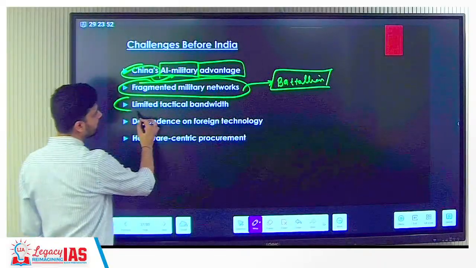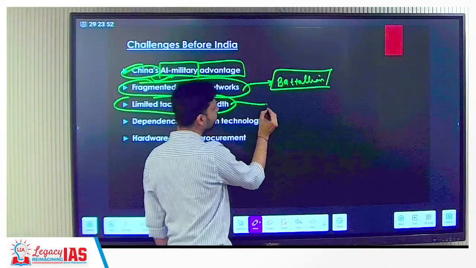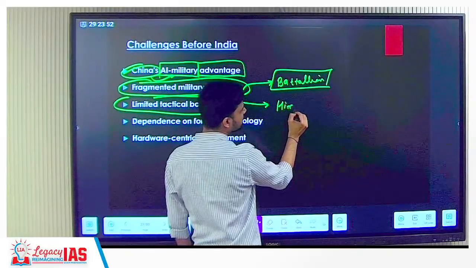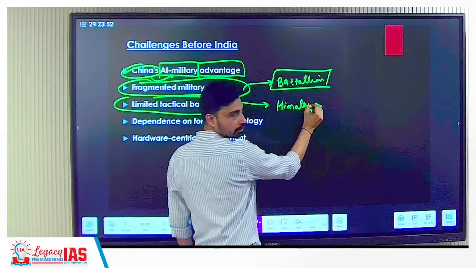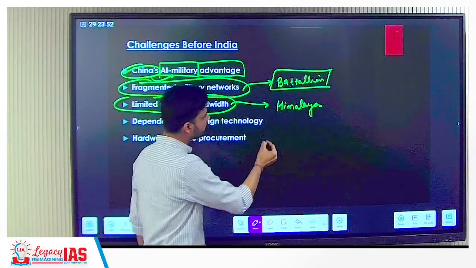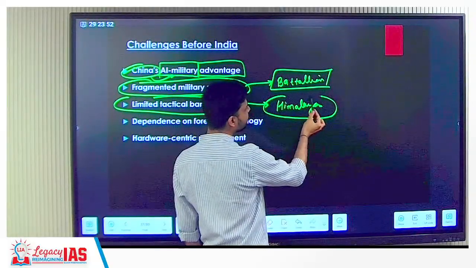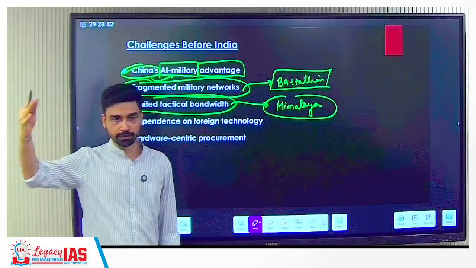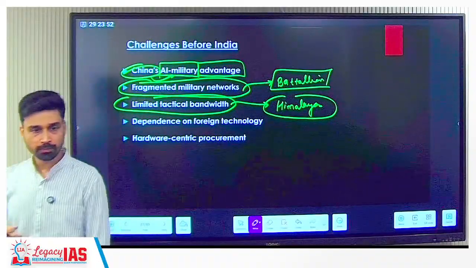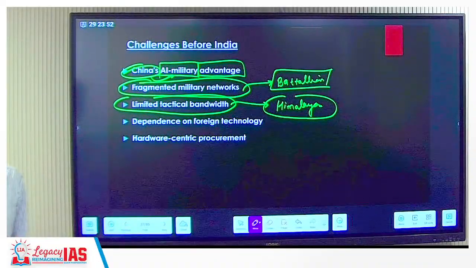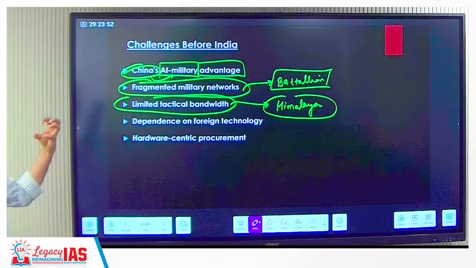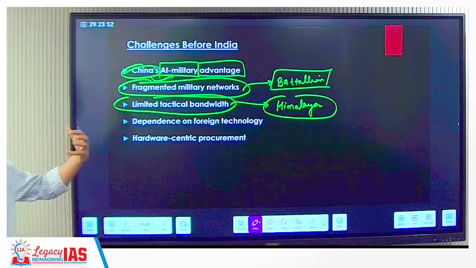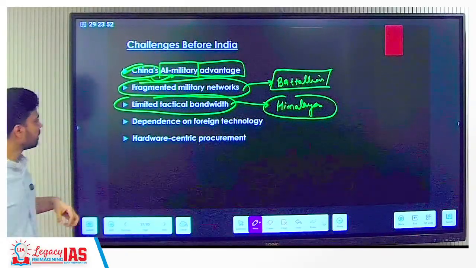Limited tactical bandwidth. The areas where you might have to fight a war. What can be an example of such a region? Himalayas. In the Himalayas, first of all it is very high altitude terrain, you have a lot of valleys and these kinds of areas. Not all the systems function properly there. Communication systems are not very well developed. Satellite might be there, but efficacy might be very limited because of weather changes and all that.